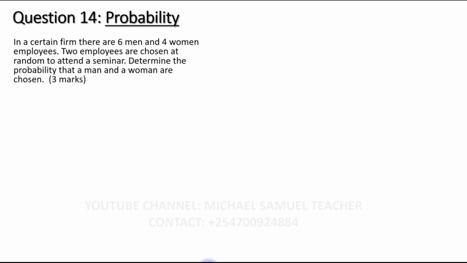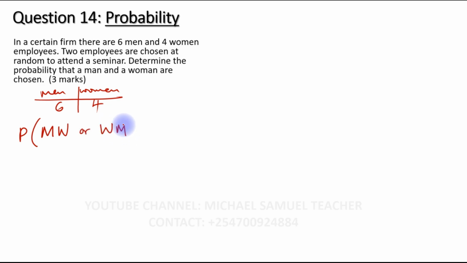So we have 6 men and 4 women. So, probability that a man and woman are chosen, or woman and man, in any order. That's accepted. So probability of choosing a man: remember the total number of employees is 10, 6 plus 4, 10. So the probability of having a man will be 6 out of 10, and the probability of getting a woman will be 4.